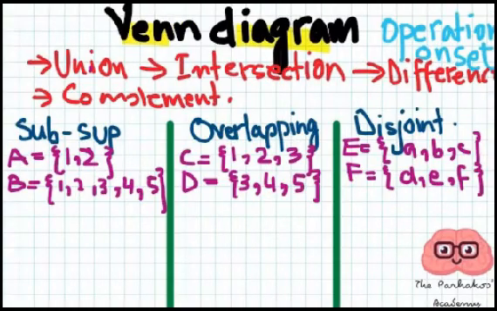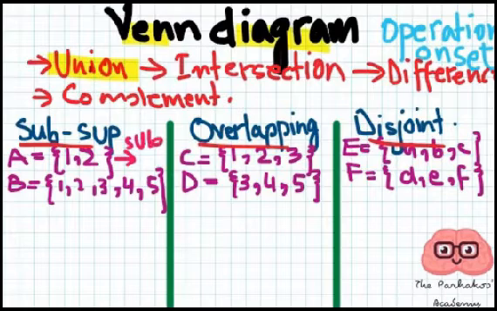Okay, so now let's see the first operation, which is the union one, and we have got 3 cases as we have discussed. The first case is the sub-super case, the second is the overlapping, and the third is disjoint. So these are the 3 conditions in which you can be confronted with the union operation. Okay, so let's first start off with the sub-super, in which one is the subset and the other is the superset. So here this is the subset and this is the superset.